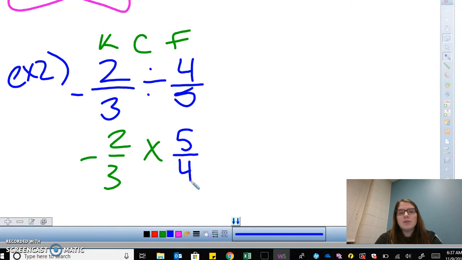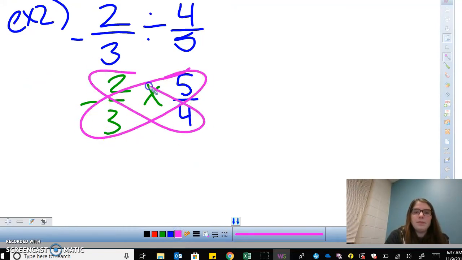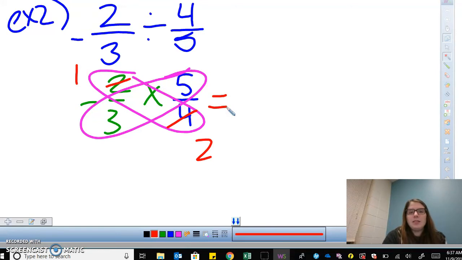If this 4/5 right here was negative, then it would stay negative. It'd be a negative 5/4, just so you know the sign doesn't change. So now we're going to do our butterfly. Well, I know I can't take anything out of 3 and 5, but I can divide both 2 and 4 by 2. So 2 divided by 2 is 1, and 4 divided by 2 is 2. And then I have 1 times 5 is 5, and 3 times 2 is 6, and it should be negative since my signs are different.